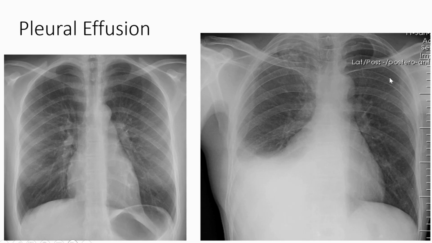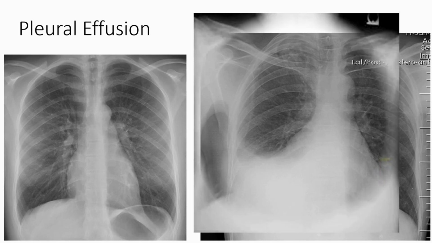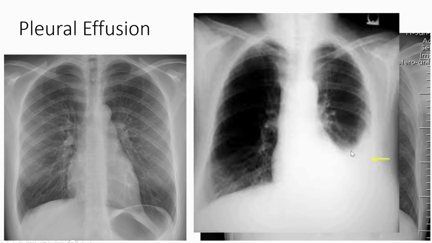curve. Now, this is the pleural effusion on the right side. This again shows the meniscus sign on the left side with complete homogeneous opacity on the left side.